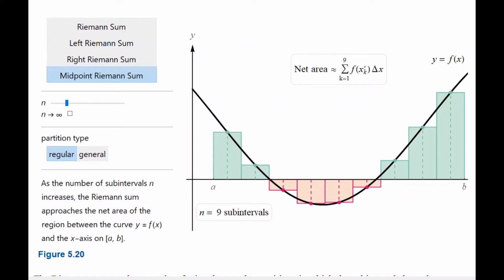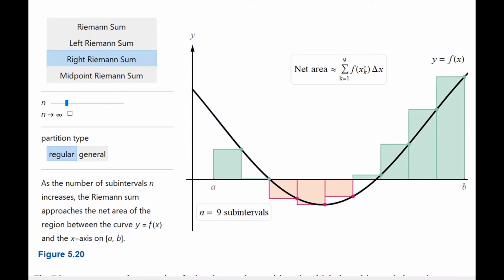And this is a general partition, and as I said, we're only going to use regular partitions so that all of the subintervals, notice, have the same length. We get just a good old-fashioned Riemann sum here where we choose any point in the subinterval to evaluate the function. Left Riemann sum, where we're evaluating the function at the left endpoint of each of the subintervals. Right Riemann sum, where we evaluate the function at the right endpoint of each of the subintervals.